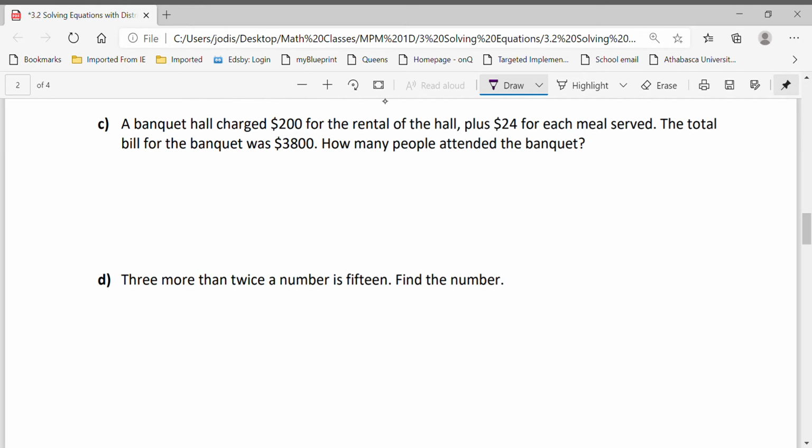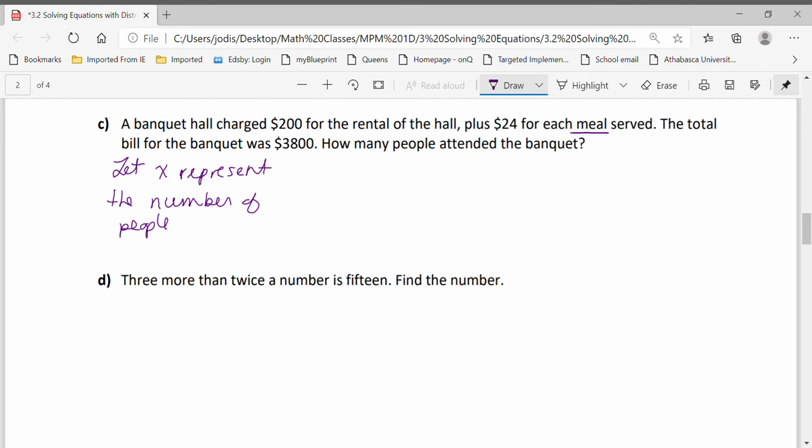Okay, so it said that we had to pay $24 for each meal, and we assume one person eats one meal. So in our let statement, we're going to say let X represent the number of people, because one person eats one meal.